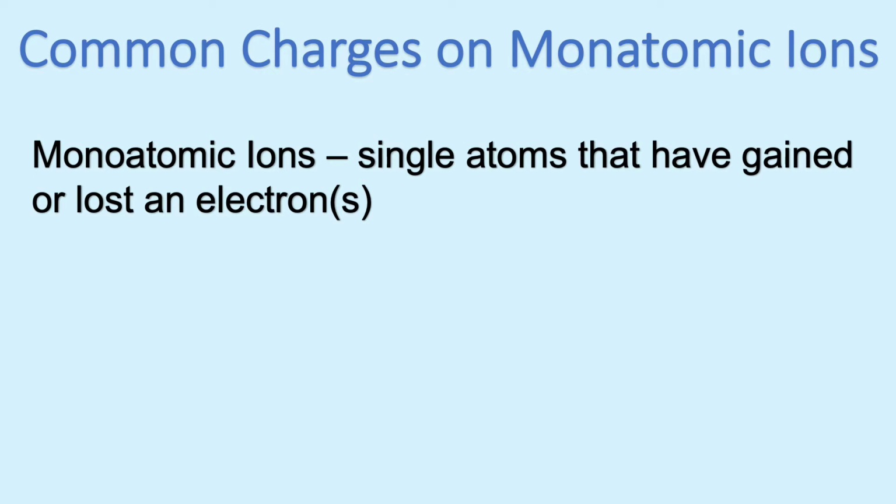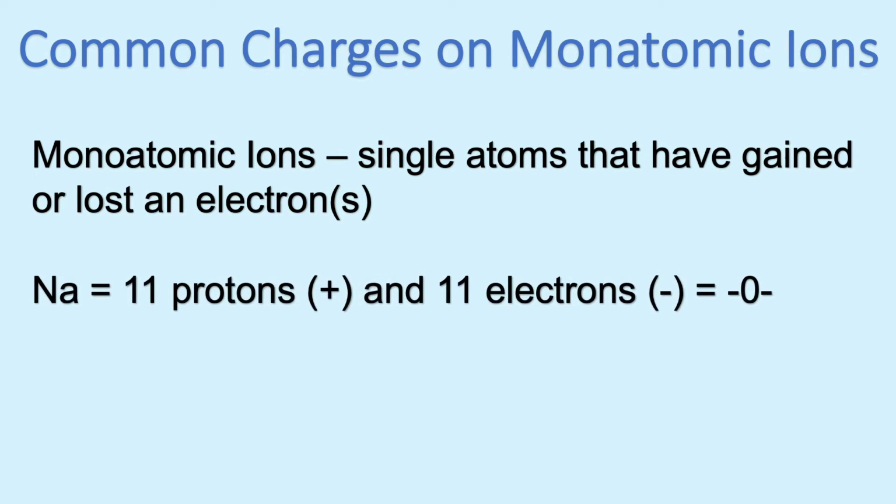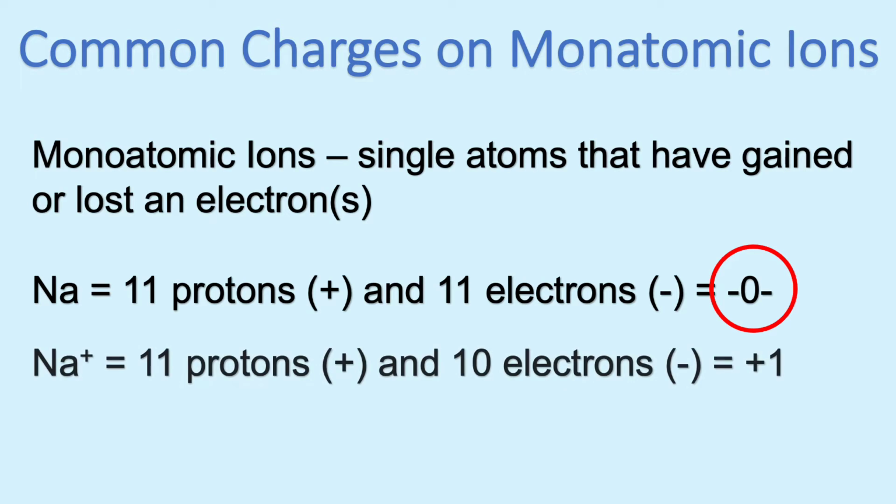Monatomic ions are single atoms that have gained or lost an electron, or electrons. For example, neutral sodium has 11 protons and 11 electrons. Protons are positively charged while electrons are negatively charged. The net charge is 0. But sodium tends to lose one electron and becomes sodium ion, or Na+. Here, the net charge is +1.